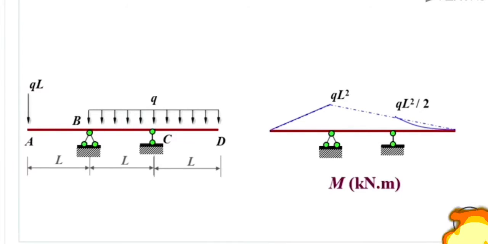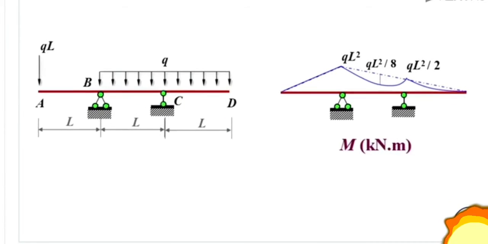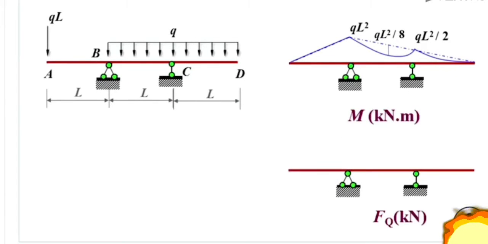That's the same for the BC part. We take this dashed line as a baseline and superimpose such a parabola. The value here, the middle section of the BC part, is equal to QL squared over 8. This is the bending moment diagram for this overhanging beam. Then let's construct its shear force diagram according to the bending moment diagram.